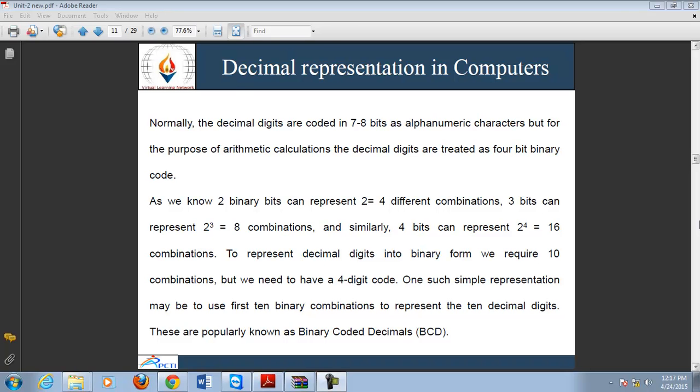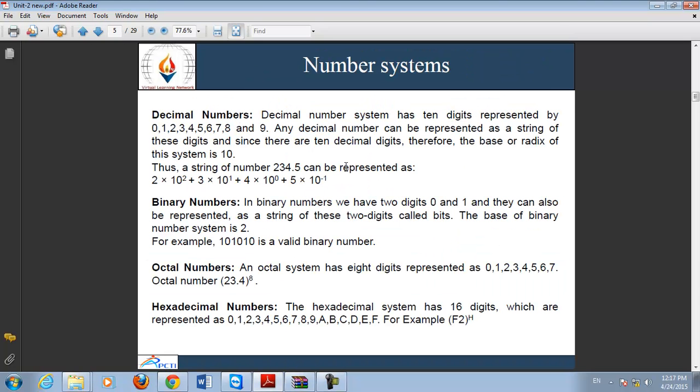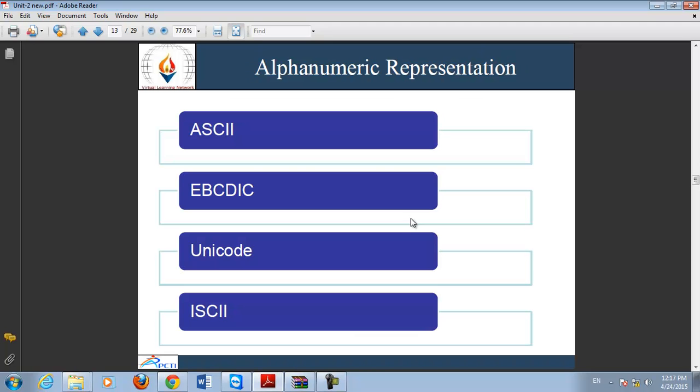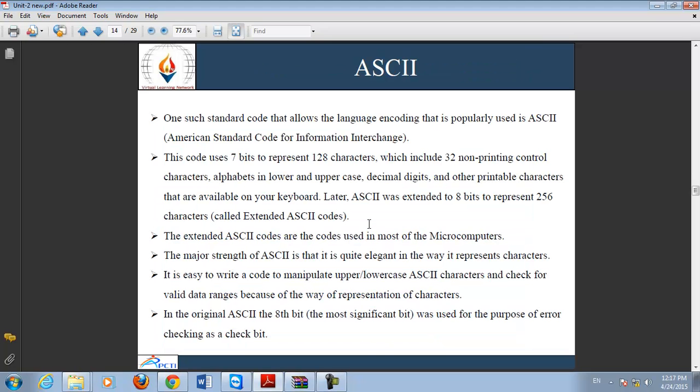In today's session, we will discuss the different representation techniques, numeric representation, representation of decimal numbers, fixed point representation, and so on. There are four types of number systems we have already discussed in the previous session, that is decimal, binary, octal, and hexadecimal. In today's session, we will discuss the different alphanumeric representations, that is ASCII, EBCDIC, Unicode, and ISCII codes. First of all, ASCII codes.